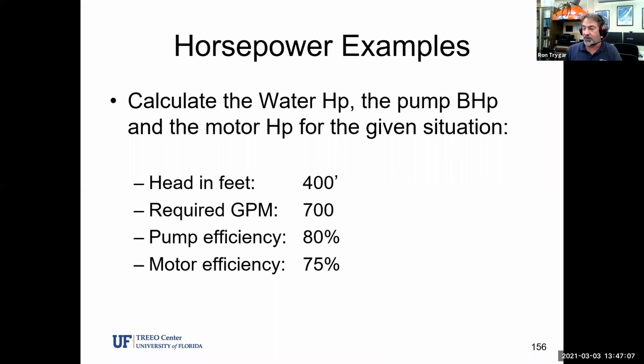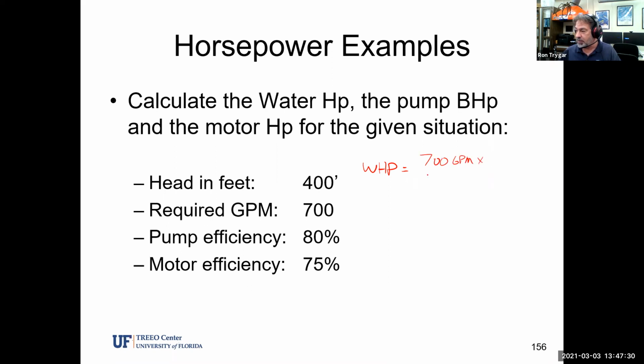So first things first is the water horsepower. I'm going to use this side of the board or screen here to write the formulas out, and then we'll jot the numbers down. First off, water horsepower is going to be like this. It's going to be the flow rate in gallons per minute, which is 700 gallons per minute.